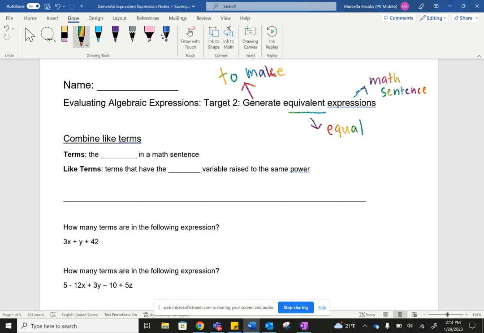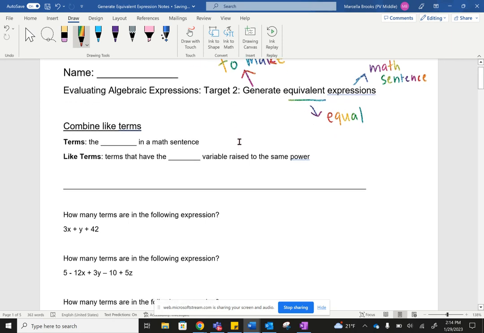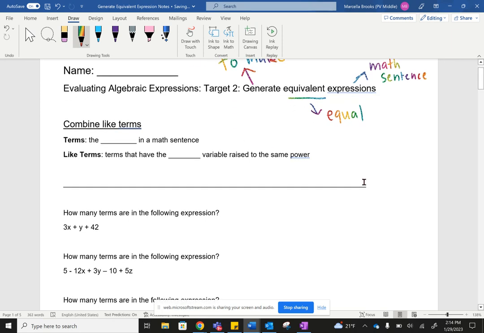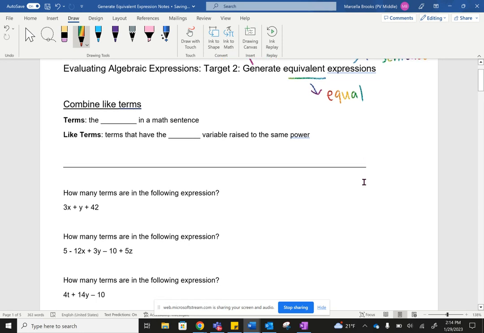All right, so first we need to go over a few housekeeping things. So we got to go over our vocab. So this is all level 2 stuff. So we are going to learn how to combine like terms. So terms are like the words in a math sentence. The words in a math sentence.